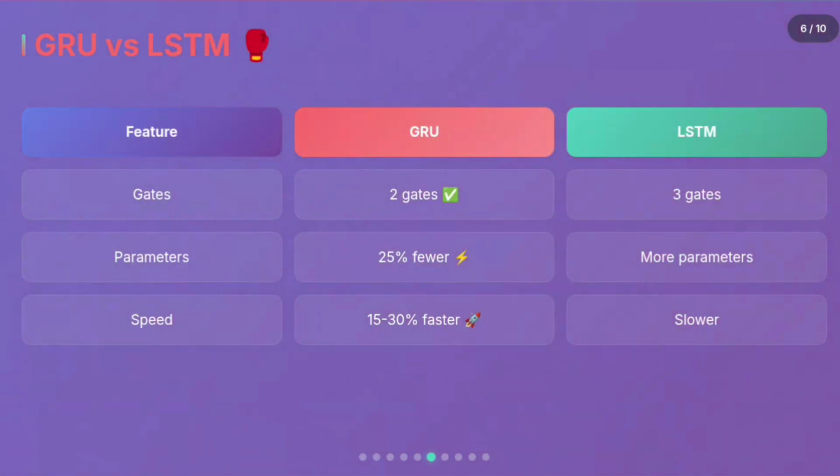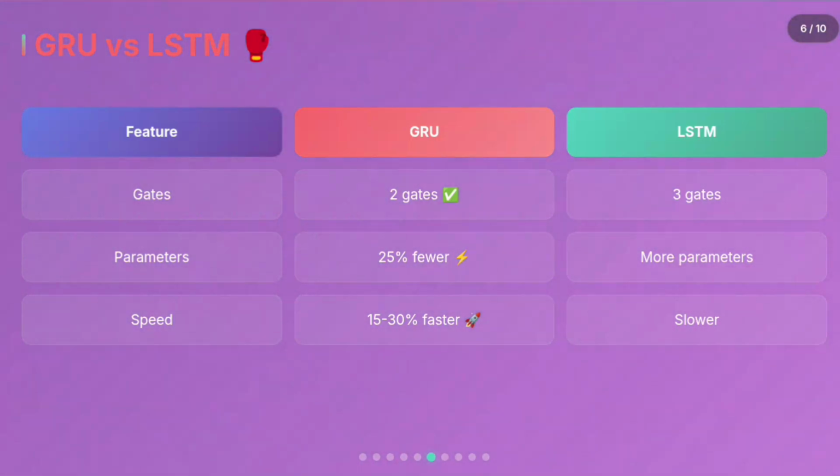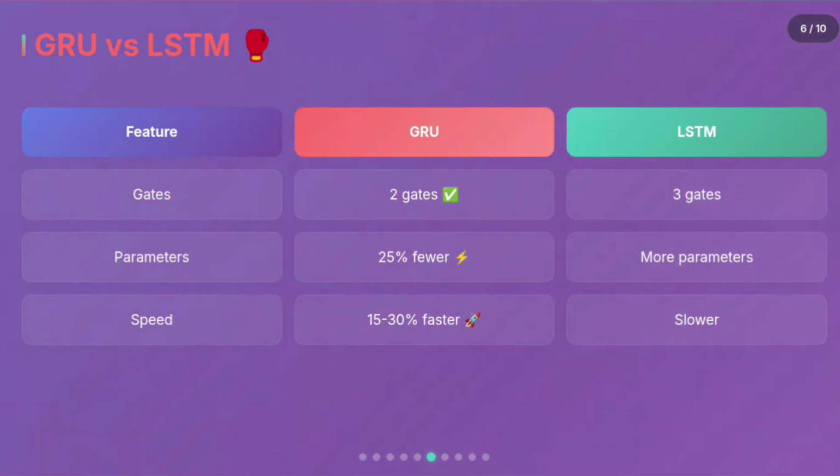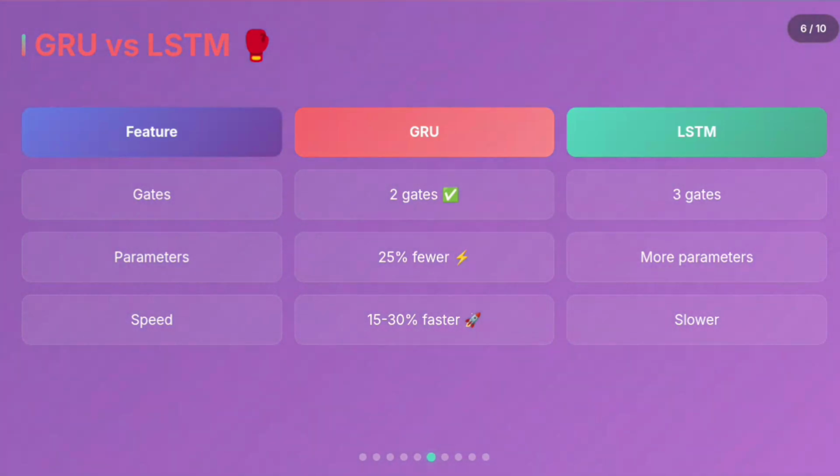Now, let's compare GRUs with their famous cousin, LSTMs. This is probably the most common question I get. LSTMs have 3 gates: input, forget, and output gates, plus a separate cell state. GRUs simplify this to just 2 gates and combine hidden and cell states. Parameter count. GRUs have about 25% fewer parameters than LSTMs. This means faster training and less chance of overfitting on smaller datasets.